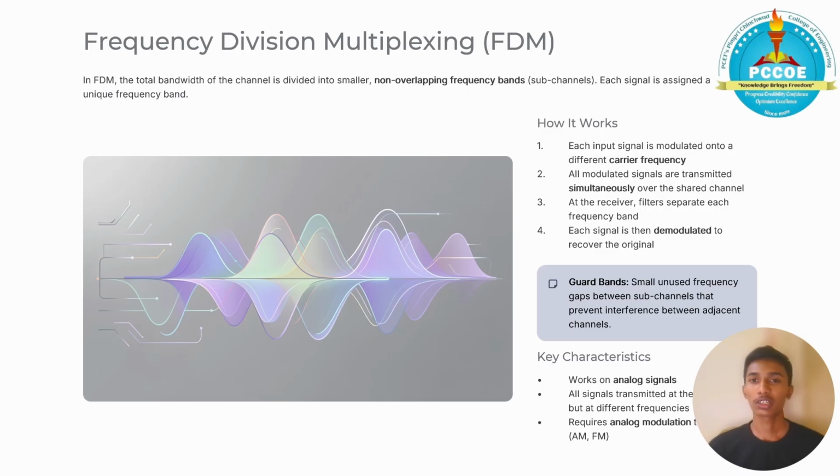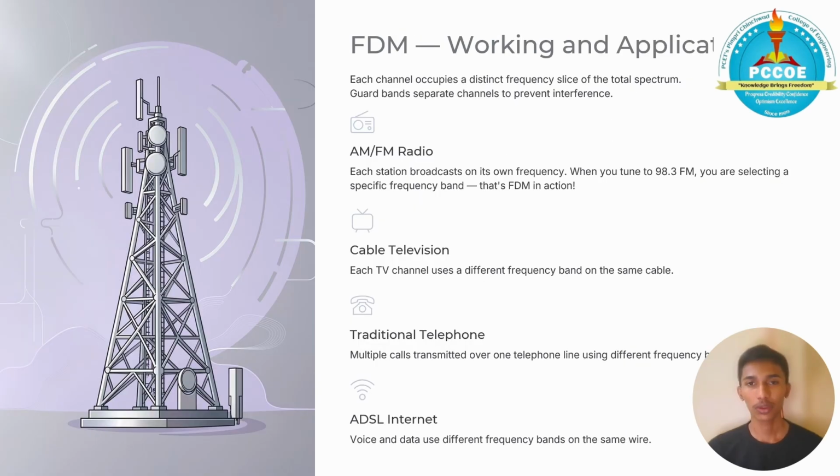One important concept here is guard bands. These are small unused gaps between the frequency bands that prevent adjacent channels from interfering with each other. The key thing to remember in FDM is all signals travel at the same time but each on a different frequency. Looking at this diagram, you can see the total bandwidth is divided into slices. Channel 1 uses the first frequency range, channel 2 uses the next, and so on. Small guard bands separate each slice.